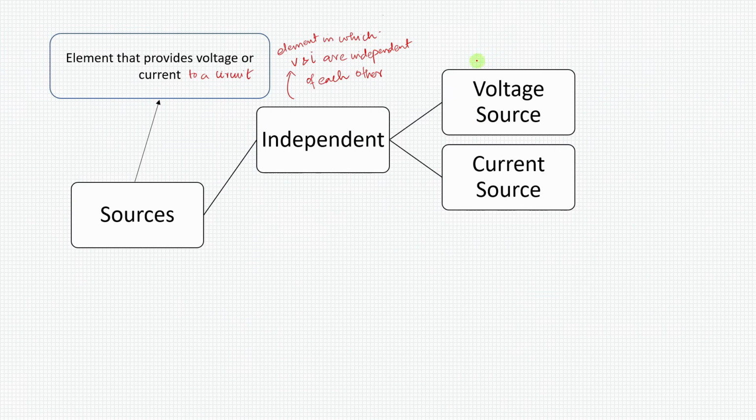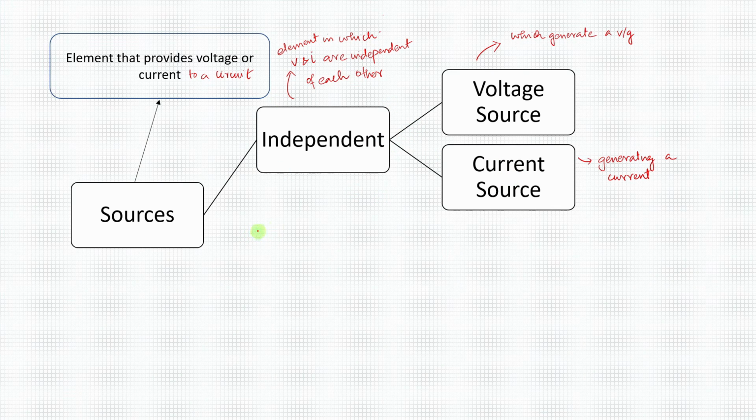So what is an independent voltage source? An independent voltage source will produce or will generate a voltage for the circuit, and this voltage will be independent of the current through the circuit. What is an independent current source? It will generate a current for the circuit. So the independent sources are over.